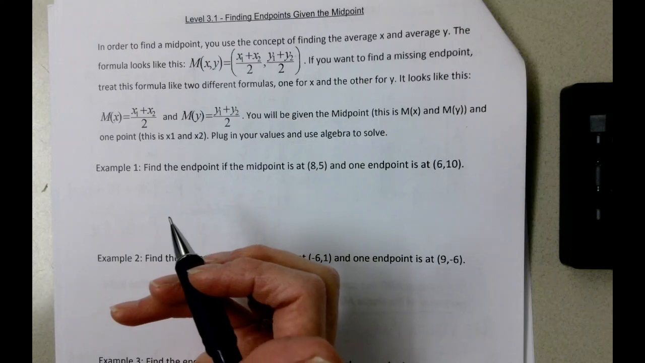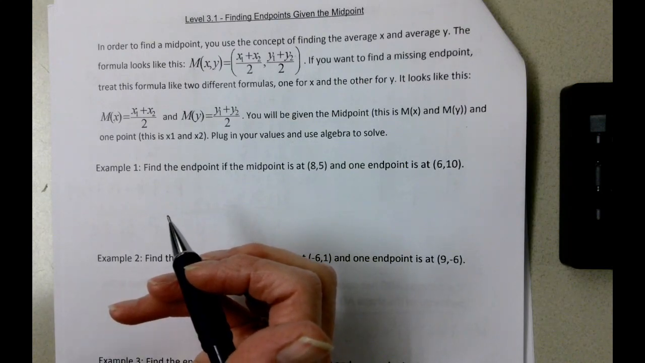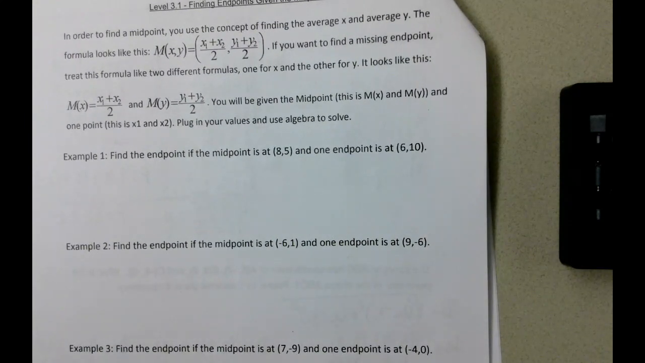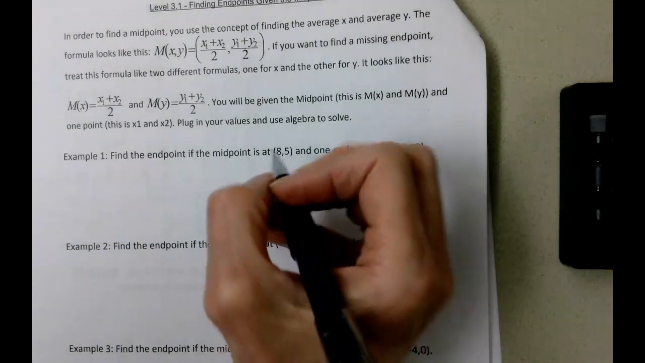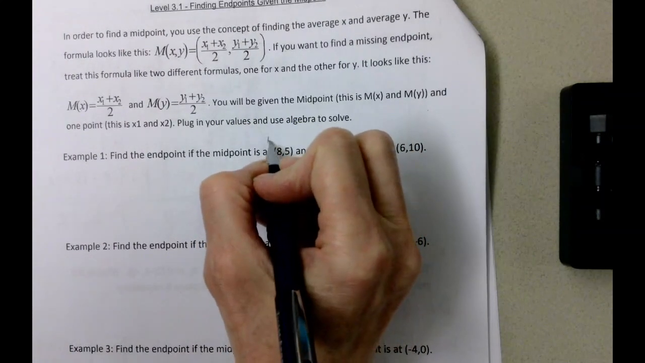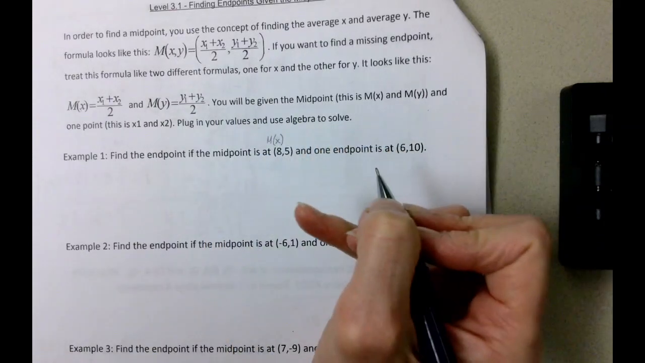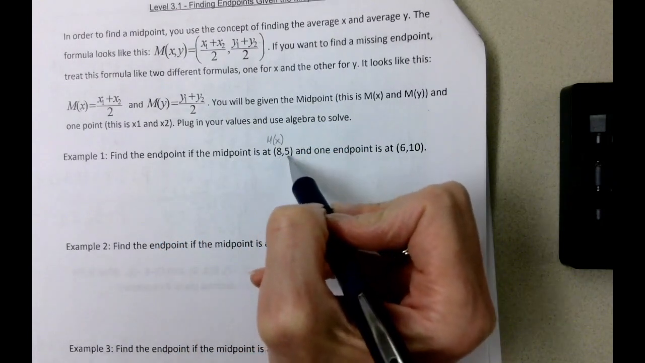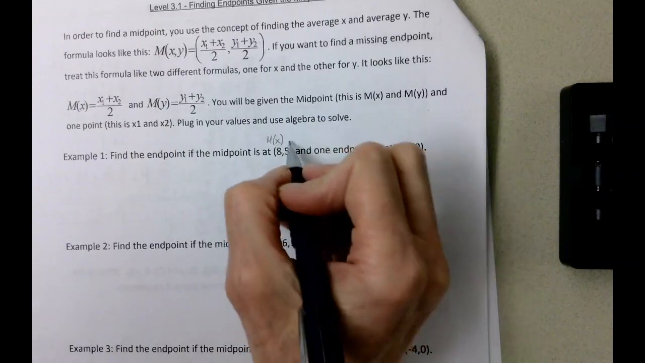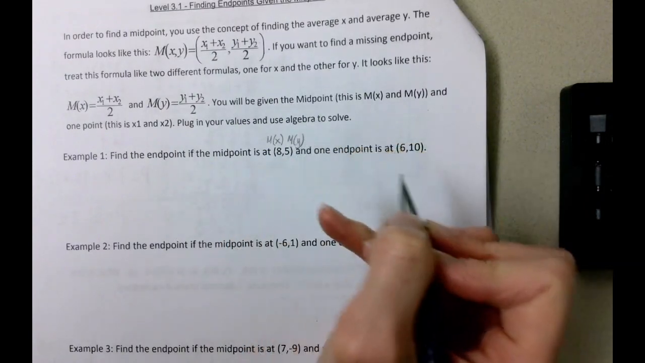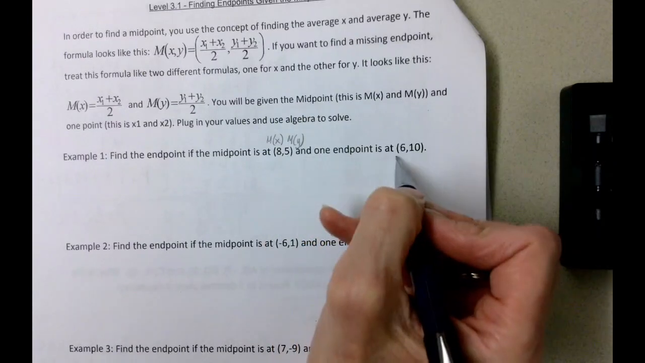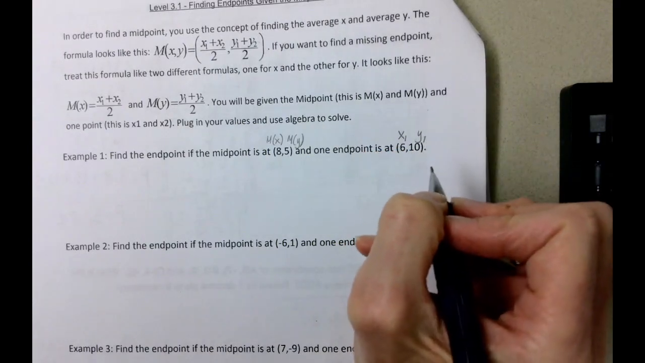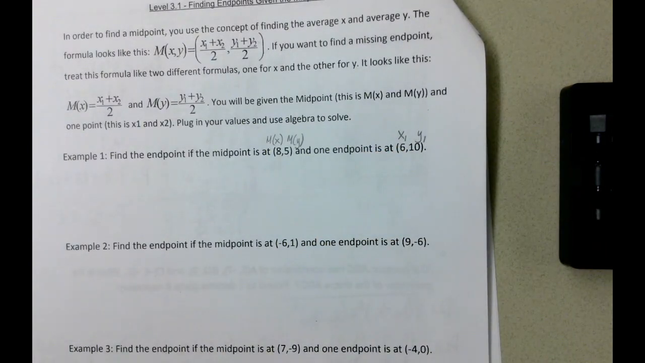A lot of words that doesn't always make sense. I think that the examples may be more helpful for you. First of all, if you've been watching my videos, you know that I like to label. The 8 is the midpoint of x, because we want to find the endpoint if the midpoint is 8, 5. So 8 is mx, and 5 is my, and then one endpoint is at 6, 10. I'm going to call this x1 and y1. So we're going to create two different formulas.